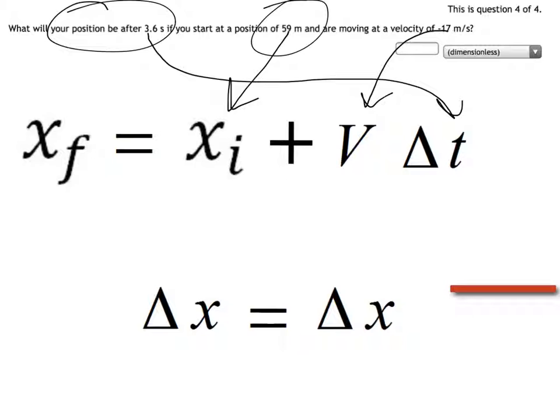One last time, let's make sure the units match up. So for a position, we'll have meters. For a velocity, we'll have meters per second. And for a time interval, we'll have seconds. Since we're multiplying these two together, the seconds will cancel. So we end up with meters plus meters, which is going to be equal to another position, which is meters. Everything adds up.